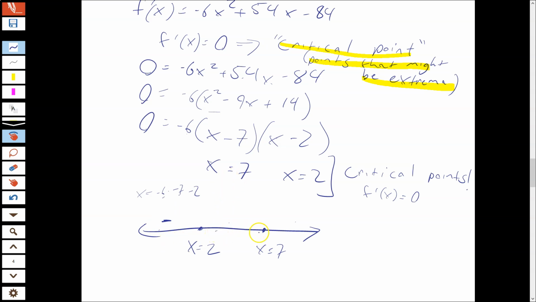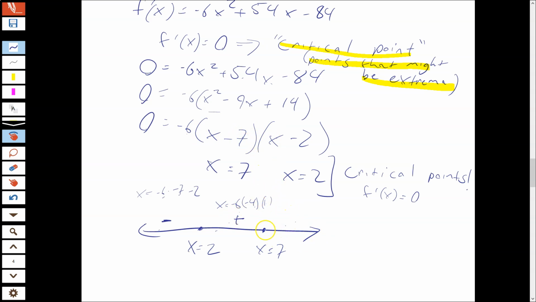Then from 2 to 7, so I don't know, I'll pick like 3. So x would equal 3. 3 minus 7 would be negative 4. And then 3 minus 2 would be 1. So here I have a negative times a negative is a positive, times another positive is a positive here. Okay? So I'm just plugging in numbers to check. You could type this into your graphing calculator like we did in the last one, but that's a little too much work for something that I can do in my head. You can probably do it in your head as well. Feel free to use your calculator though if you need to.